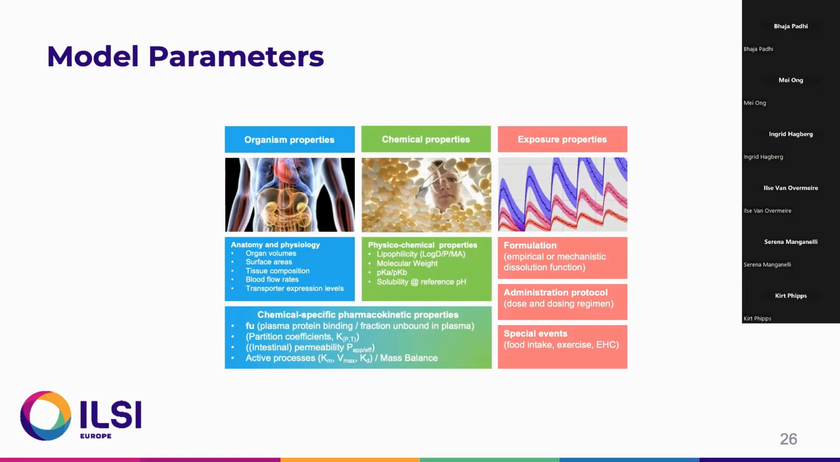The formulation, the concentration or amount of the chemical that's in the gut, but also the organism properties like the blood flow rates and the volumes, and also the chemical properties that are obviously associated also with the organism properties. And these are the ADME properties: absorption, distribution, metabolism, and excretion properties. So the unbound fraction in blood, the partition coefficients to different tissues, and these permeability constants, for example.